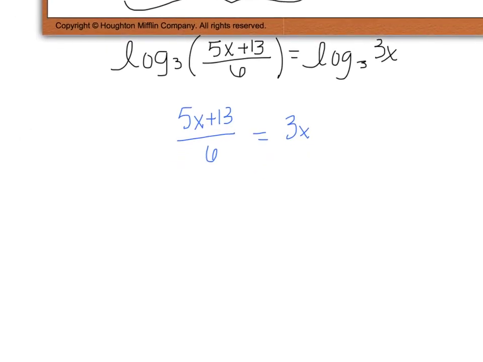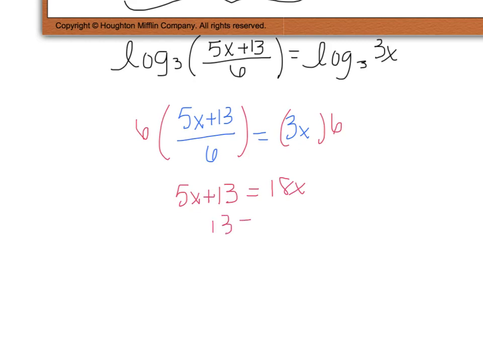I want to clear out my denominator, so I'm going to multiply both sides by 6. When I do that, we get 5x plus 13 equals 18x. When I subtract 5x, I have 13 equals 13x, or x equals 1.